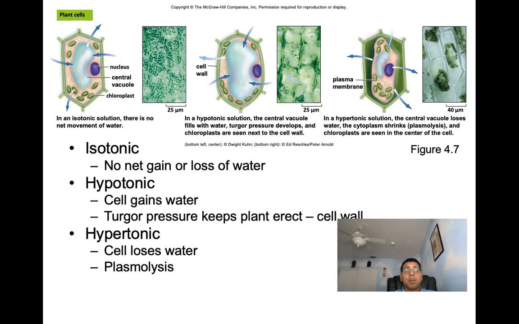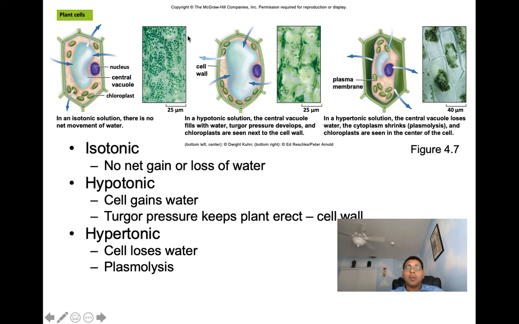Here's the same thing for a plant cell. Now, a plant cell, when it gets placed in an isotonic solution, you can see again, nothing happens. Okay, the same amount of water that's gained is going to be lost. Now here you can see in a hypotonic solution, now you'll understand why I said I wish we had plants. I wish we had cell walls.